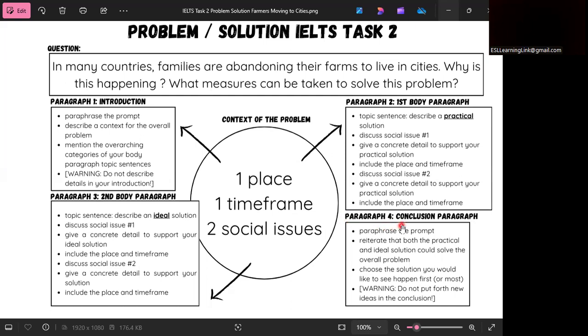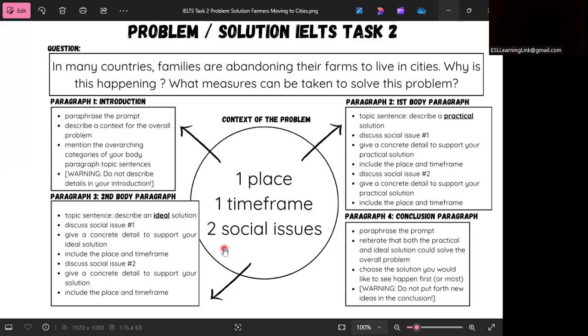The best way to start your essay is by identifying a context for the problem. You can think of context in terms of place, time frame, and social issues. Or you could say there's a geographical context, there's a chronological context, and there's a sociological context.